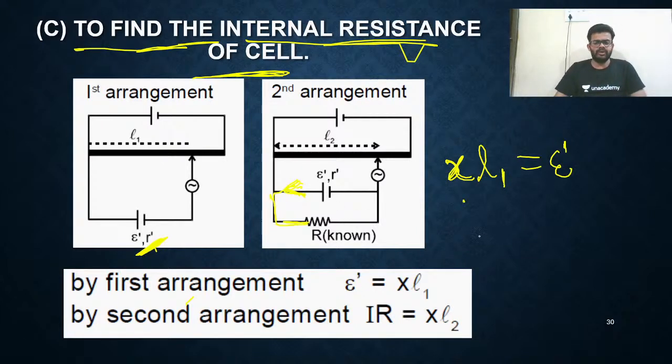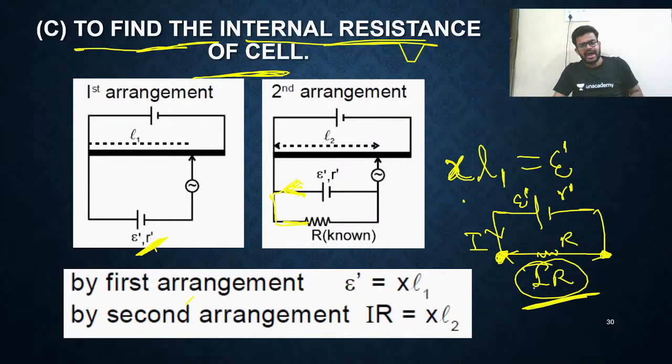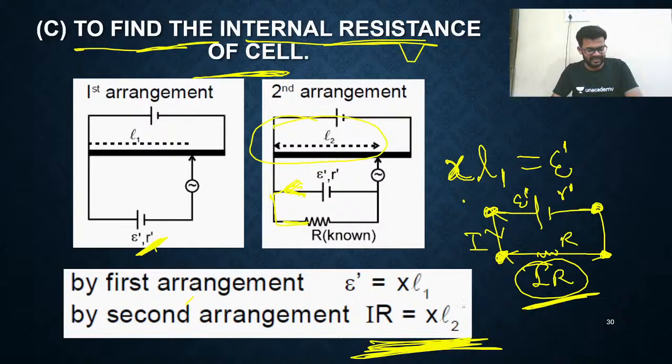As I told, current is flowing only in this circuit. It will not go to the upper circuit, because there is zero deflection. Now the potential difference across this branch is I into R, and the same potential difference will be across this L2 leg. So directly you will write I into R is equal to X L2.